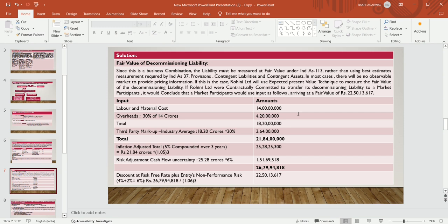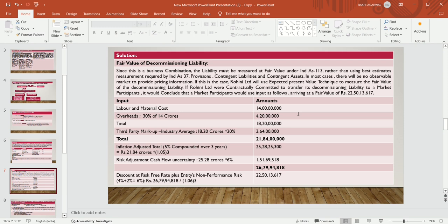In most cases, there will be no observable market to provide pricing information. So observable market is not present in this case. If level 1 is not present and level 2 is not present, then they have to go for level 3, that is the valuation technique. So Rohini Limited will use expected present value techniques to measure the fair value of the decommissioning liability. So they use the cost method, the present value of the future cash flows.